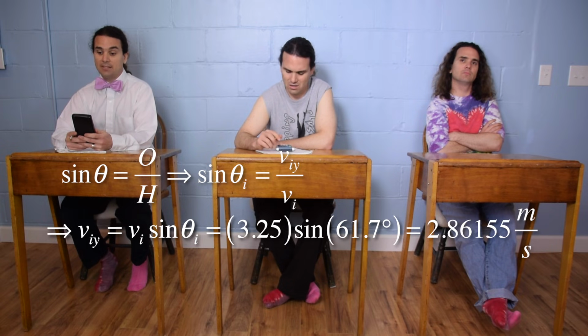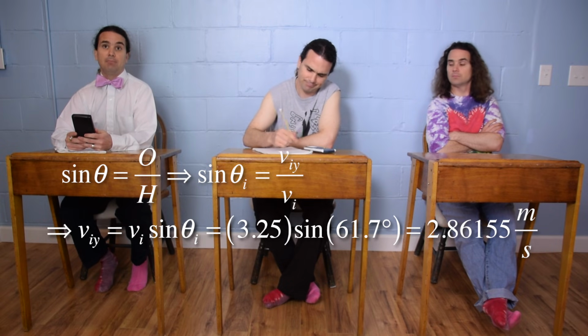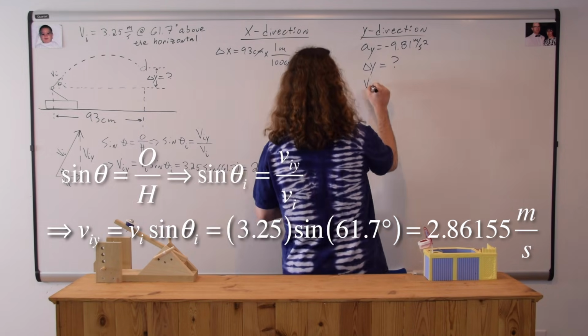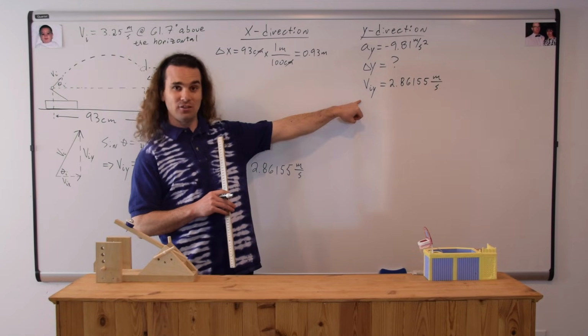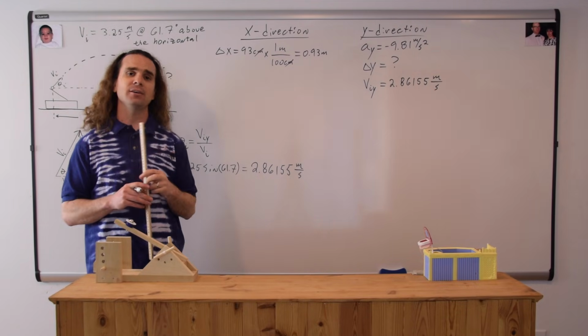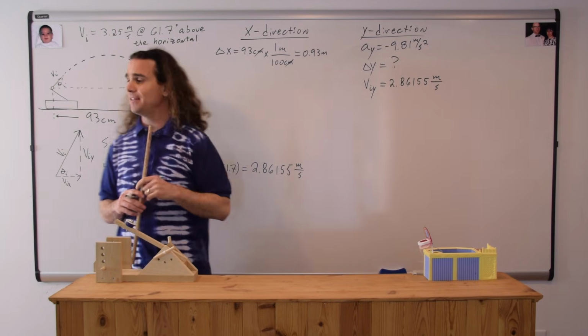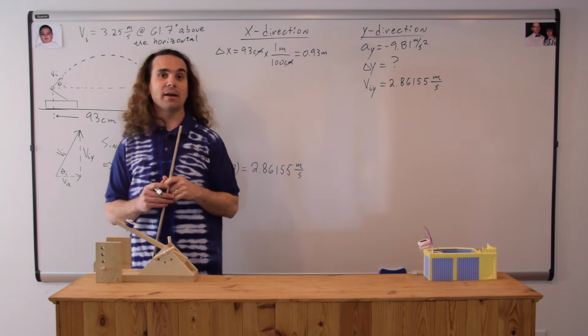Which is 2.86155 meters per second. Now that we know our initial velocity in the y direction, I have added that to our y direction known values. And Bobby, could you please now find the initial velocity in the x direction?